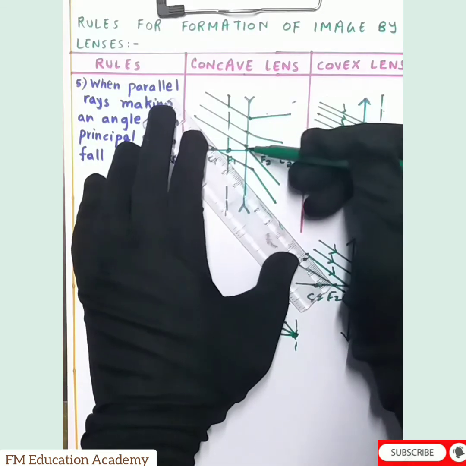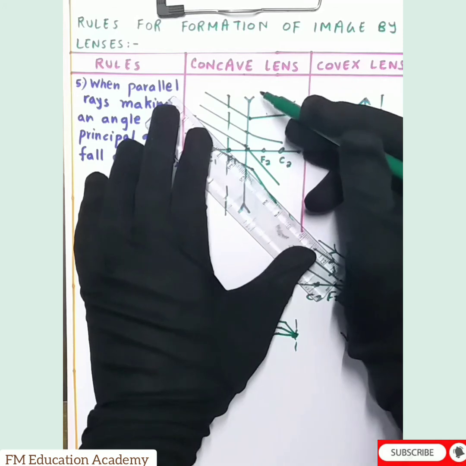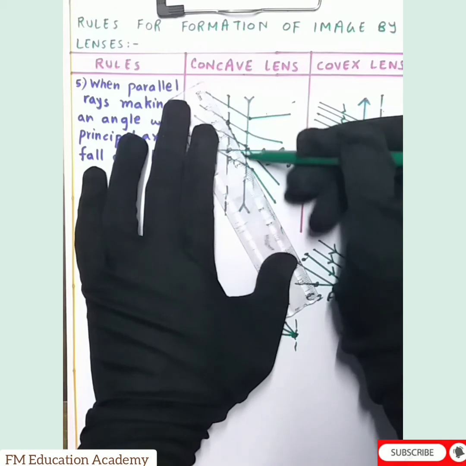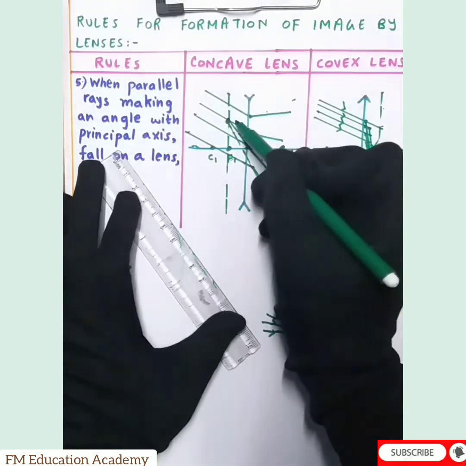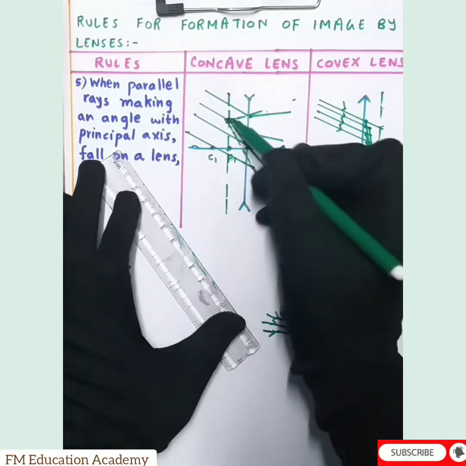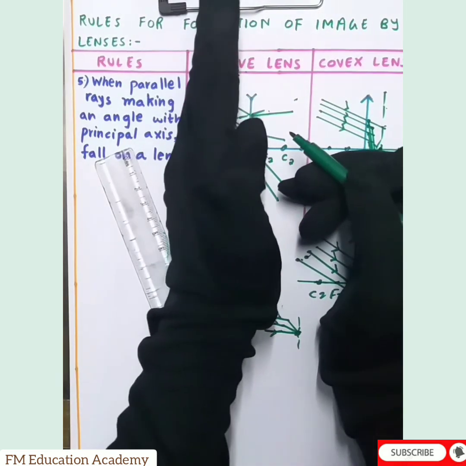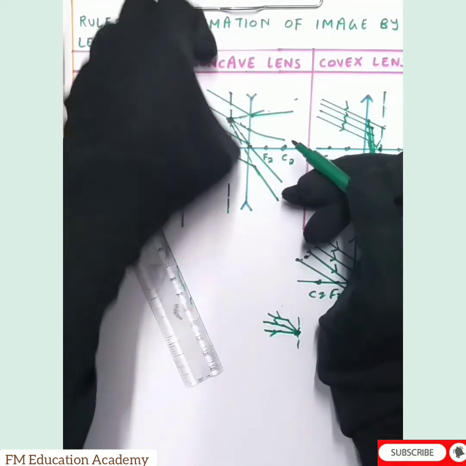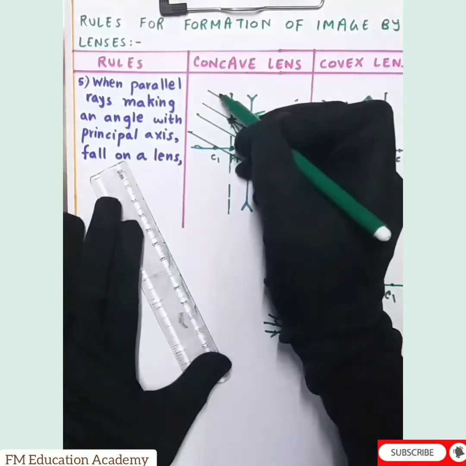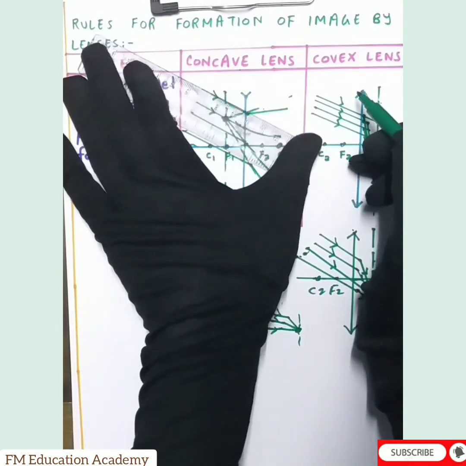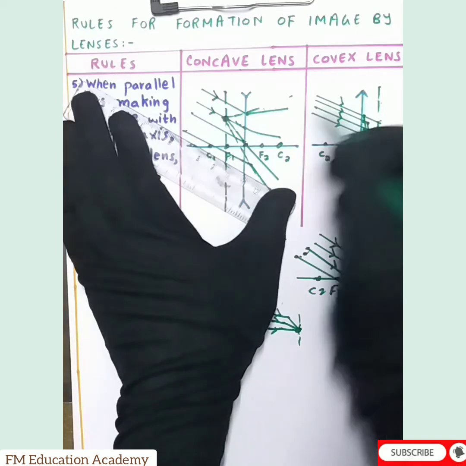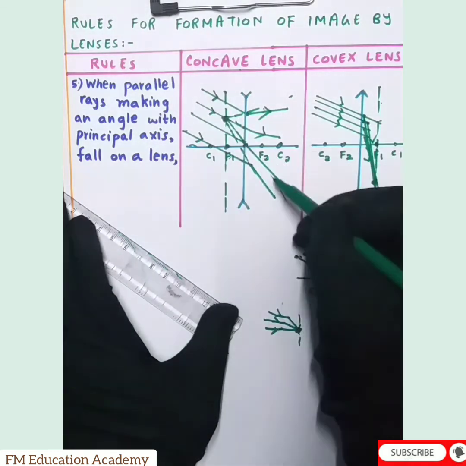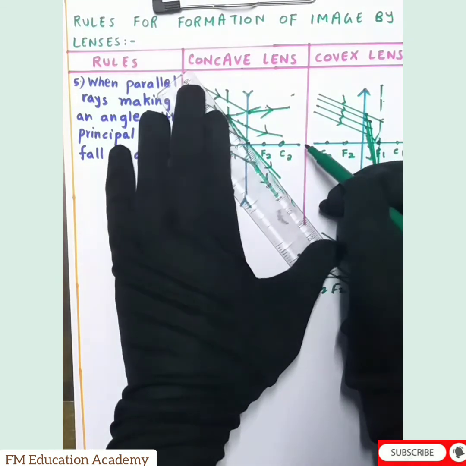When we extend them backward, they will meet at a point on the focal plane. Let us suppose the point is here. So all of them, when extended backward, meet at a point on the focal plane. I know the focal plane is a vertical plane perpendicular to the principal axis, and this is my point on the focal plane where all the rays will appear to meet. I forgot to draw the directions. The rays are coming parallel to the principal axis making some angle, and they will appear to diverge away like this, and they will meet at a point on the focal plane.